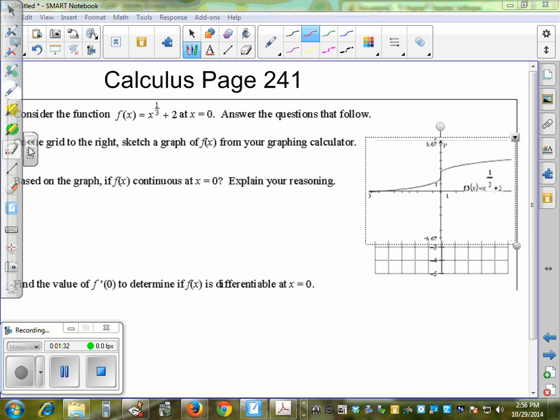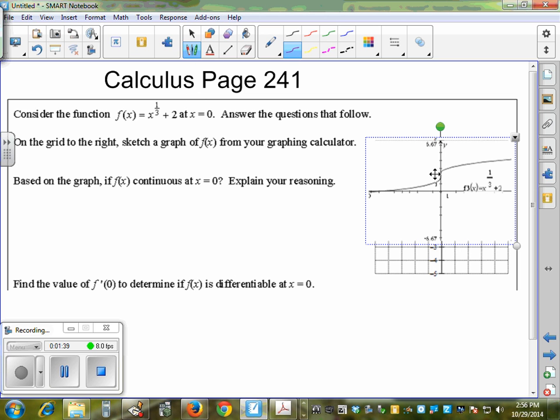Okay. Now, they want to know at x equals 0, is it continuous? So right here, as a sideways cube root graph, we can tell from the graph it's continuous, but we do have to explain it using our definition of continuity. Step 1, remember, is first of all, we want to know if this exists. So it's defined.